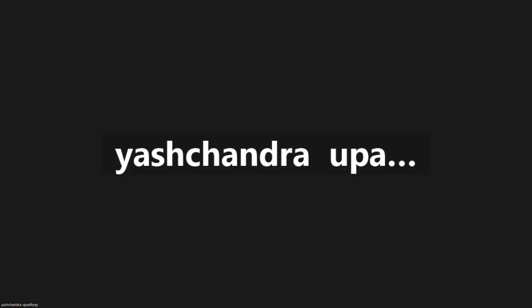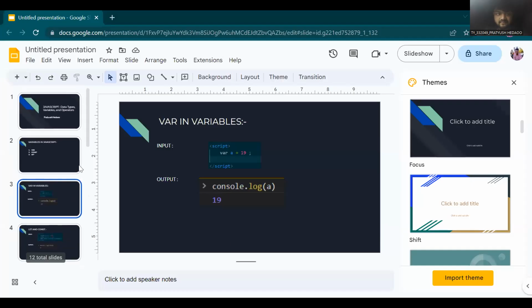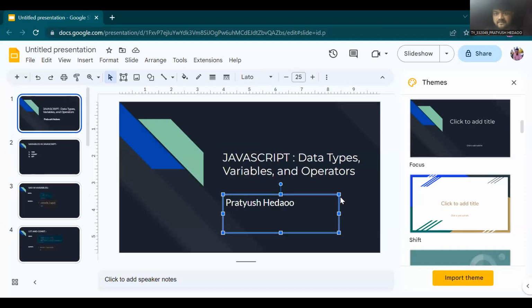So the next person is Pratyush Hedaoo. Just a minute, sir. Am I audible? Yeah, you are audible. Am I visible? Yeah, you are visible. So should I go for screen sharing? Yeah, please share the screen and start your presentation. Is it visible? Yes, it is visible. Start.